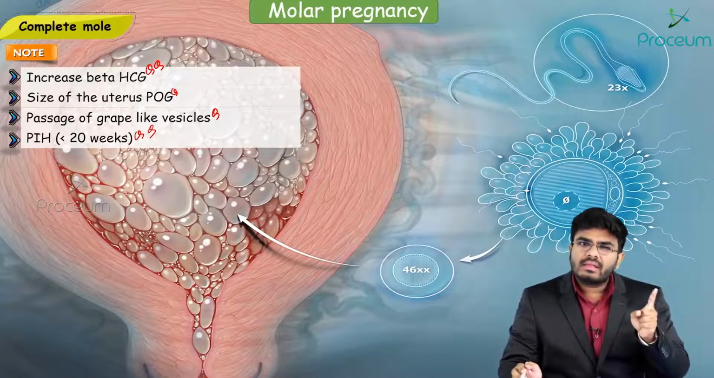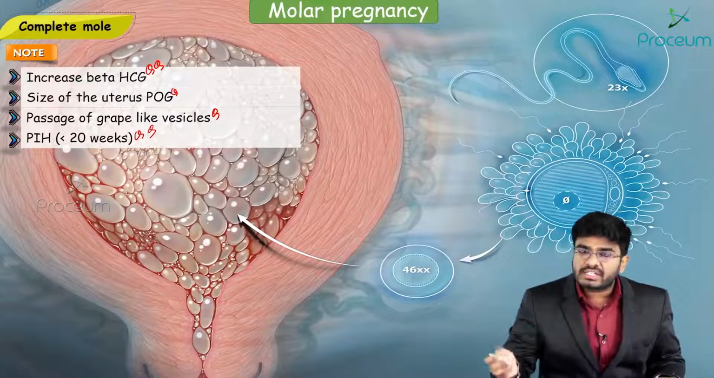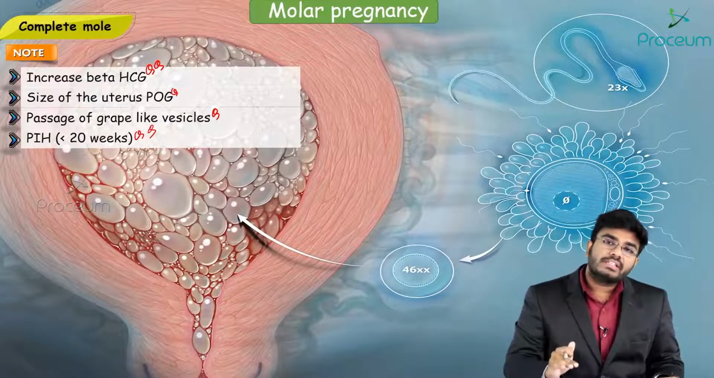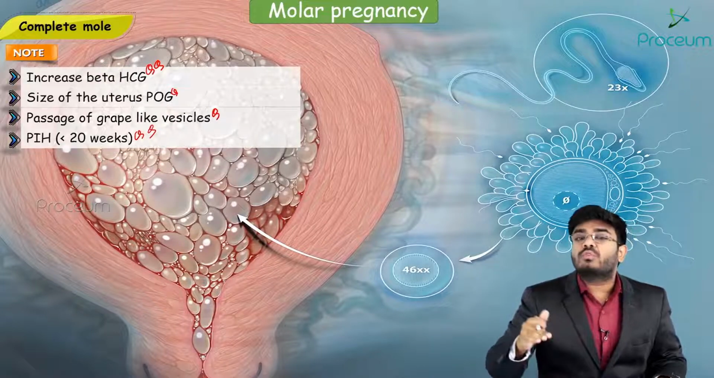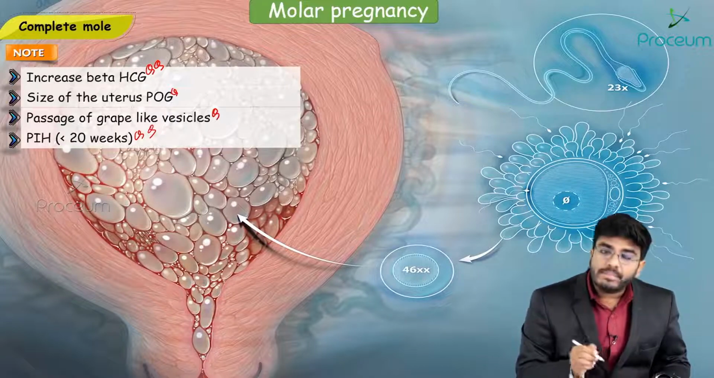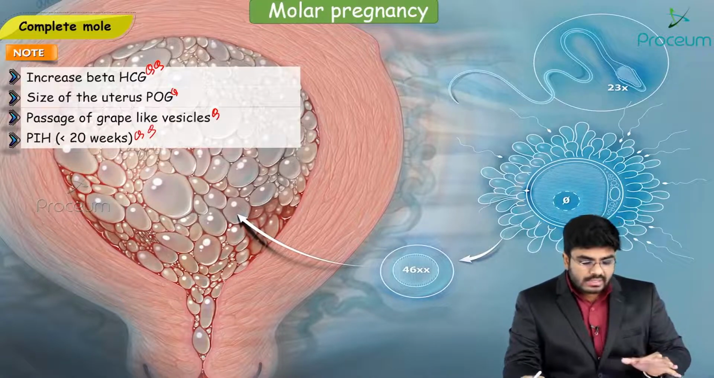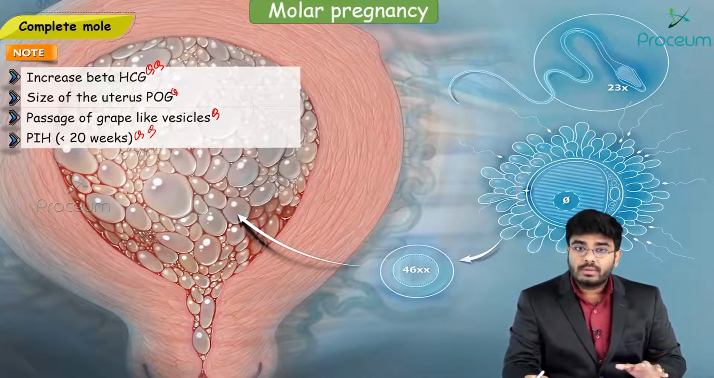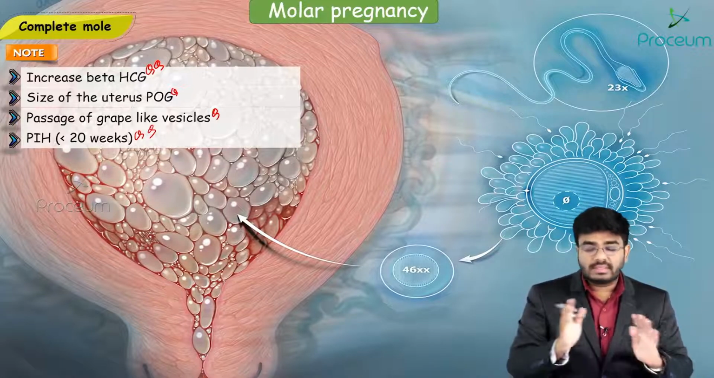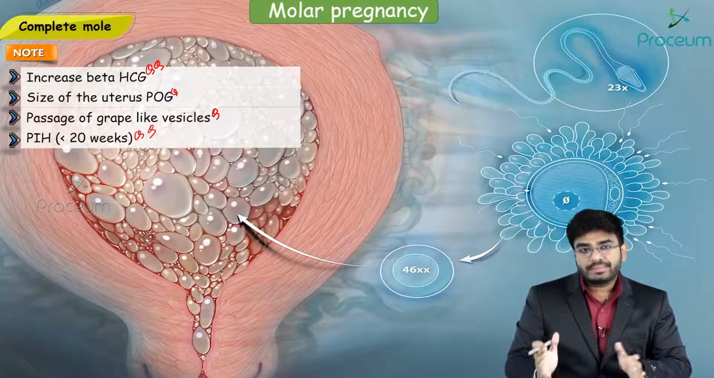Whenever there is abnormality in vascular remodeling, that causes pregnancy-induced hypertension. We know that, so there is a risk of it. Usually, pregnancy-induced hypertension or preeclampsia is seen after 20 weeks of gestation, but here it will be seen before 20 weeks of gestation. That's something important to be noted. All these are clinical features of a complete mole. These features can also be seen a little in partial mole, and we will discuss that in the differences, but these symptoms are markedly seen with the complete mole.